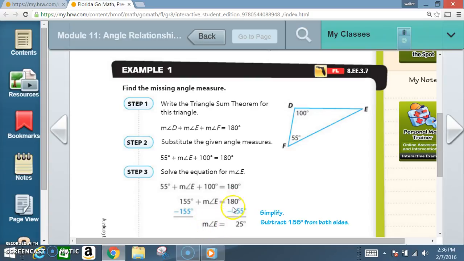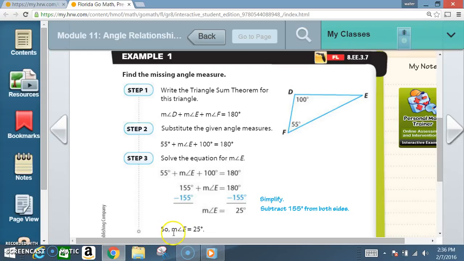Now I take 180 minus 155 and it gives me 25. So now if I were to take the 25 and put it here, when I add 25 plus 100 plus 55, that would give me 180 degrees. So once again, the measure of angle E is 25 degrees. Now when you're taking your notes and as you're doing your problems, make sure you're using algebraic notation. The measure of angle D plus the measure of angle E plus the measure of angle F.